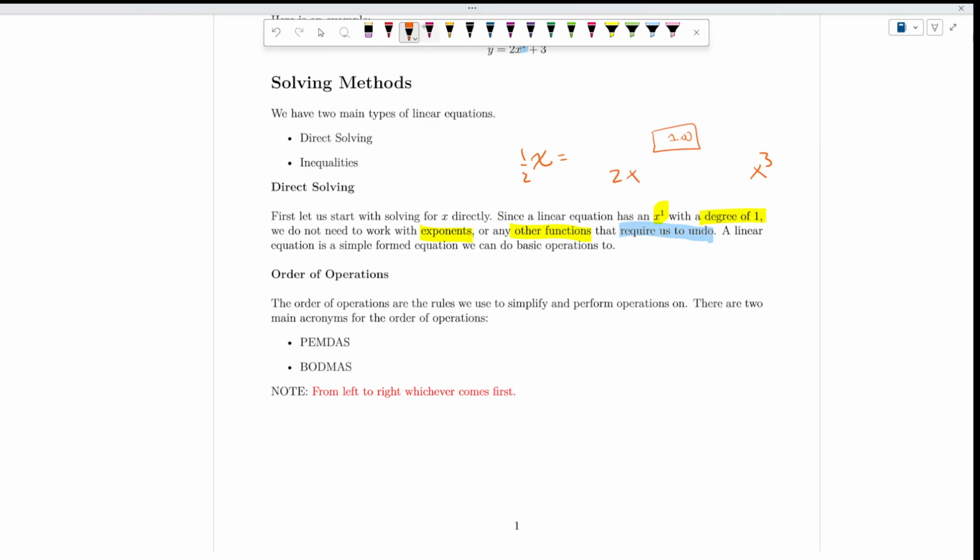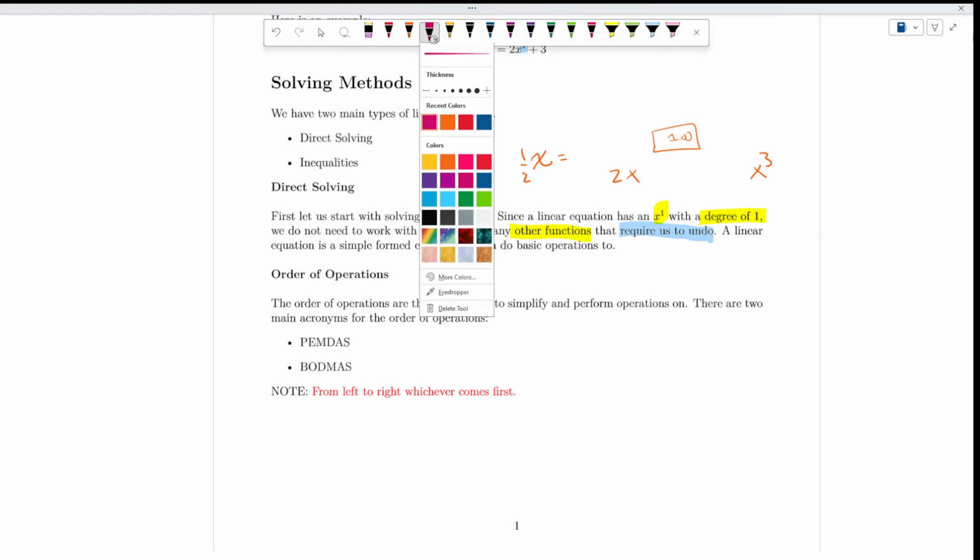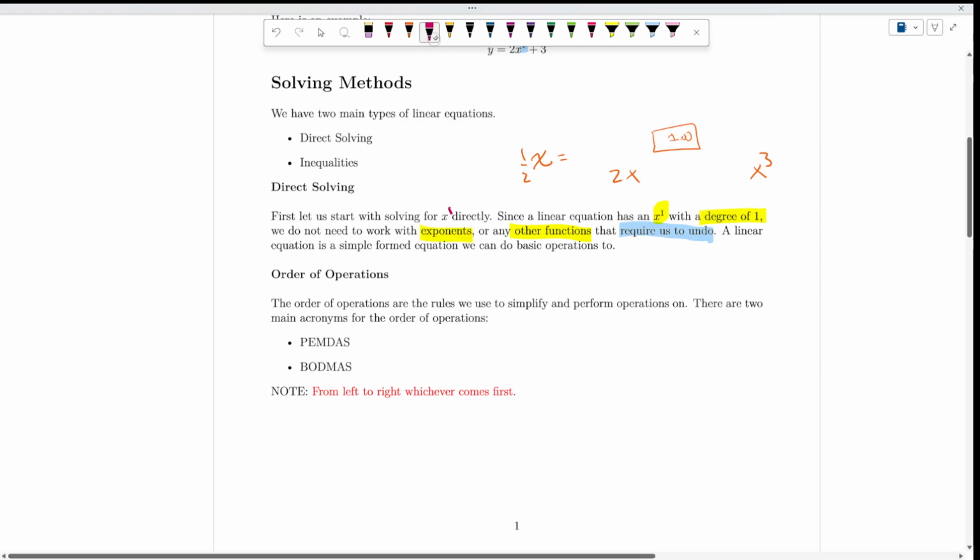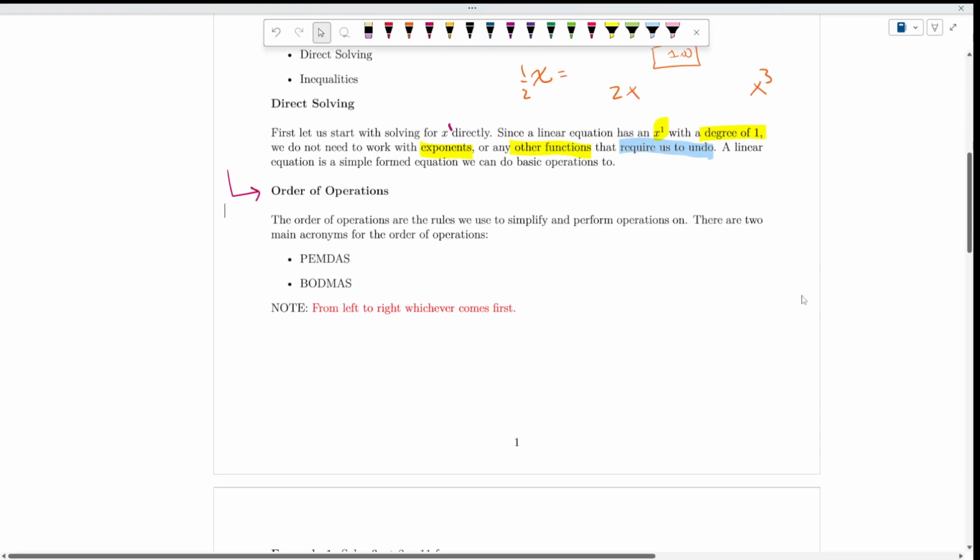So this is where we get into direct solving. Direct solving is really nice with linear equations because there's nothing really fancy I need to do. It's a degree 1 already, and degree 1 doesn't really need much work with the variable. All I need to do then is go to the order of operations and solve my equation with the proper steps. Now, let me briefly remind you of what the order of operations is, and prove to you this is the exact way you're supposed to do it.